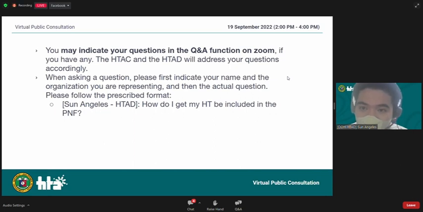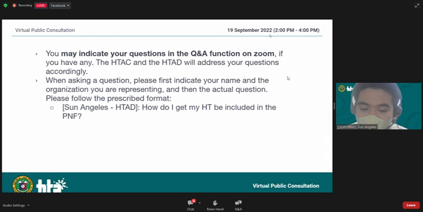Si RSA is... Handusay RSA at saka malaki RSA yan.